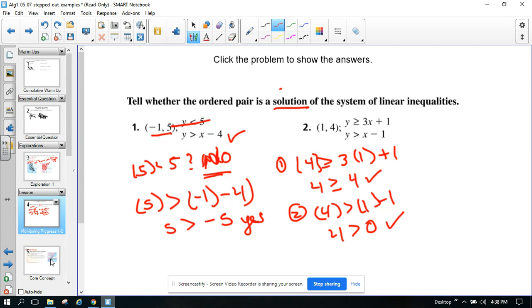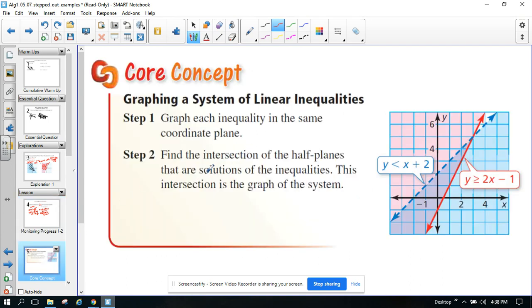So I'm going to go down to the next slide that we have here. So graphing the system of inequalities. Step 1, you would graph the inequality in the same coordinate plane. You graph it like you would an equation, but if it is less than, it's going to be a dotted line, just like when we did our open circles. It doesn't belong. If one didn't belong, you would have an open circle. The line that's dotted does not belong to the set because in this case, y has to be less than x plus 2.